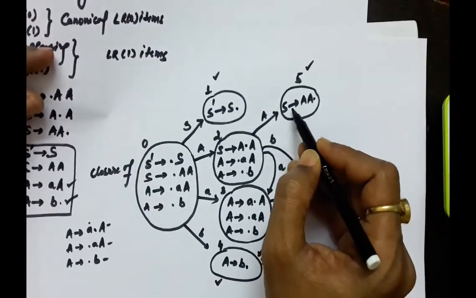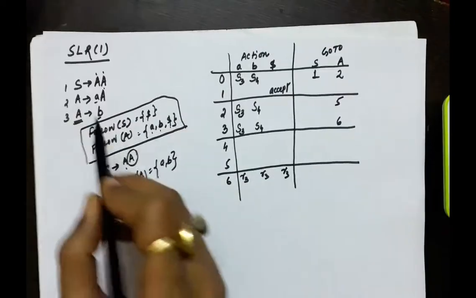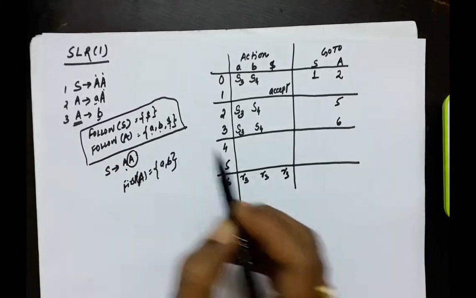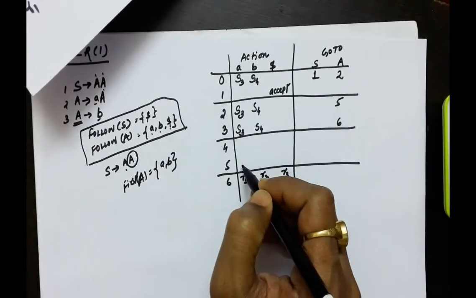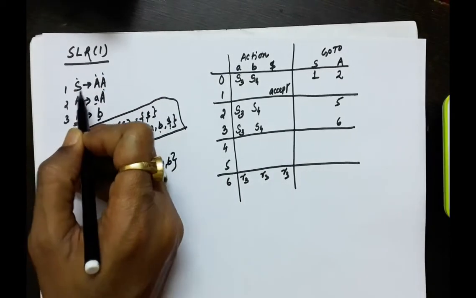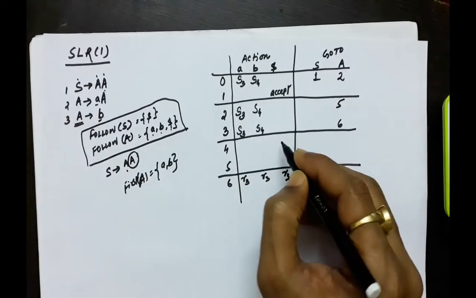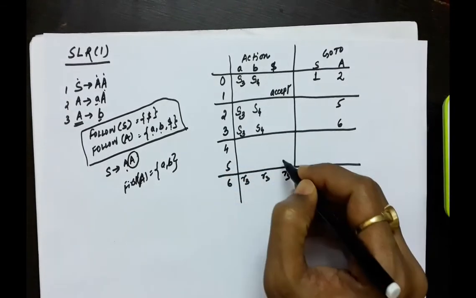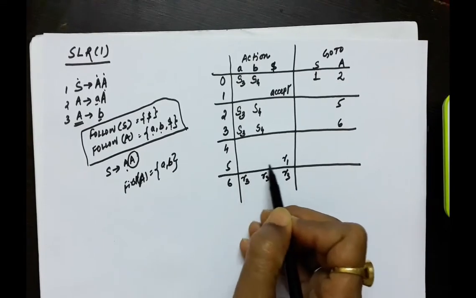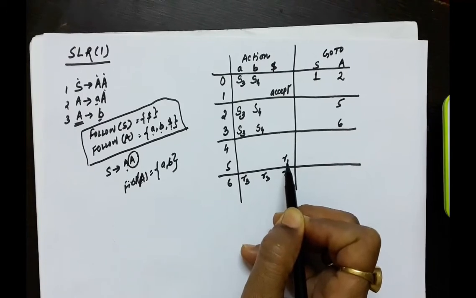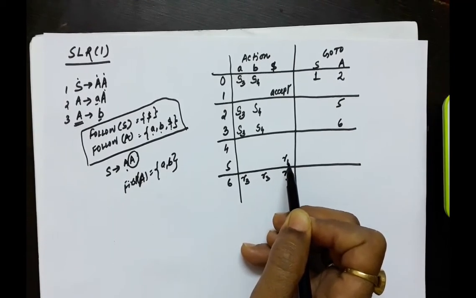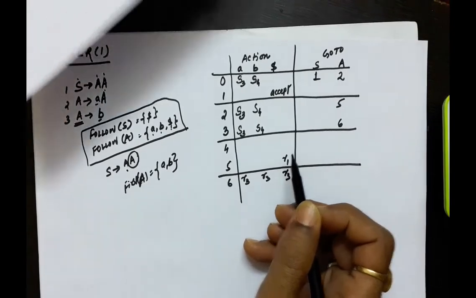Let's take 5. 5 is telling us S produces capital A, capital A, which is production number 1. So we will be writing R1 in 5, but at follow S position only. Follow S is only dollar, so we'll be writing R1 at only dollar's place in the 5th row. In the LR0 parsing table, we were writing R1 at every place in this row, but we are not writing it in the case of SLR1. We are considering one lookahead, and because of that, we are using the concept of follow here for writing reduction items.